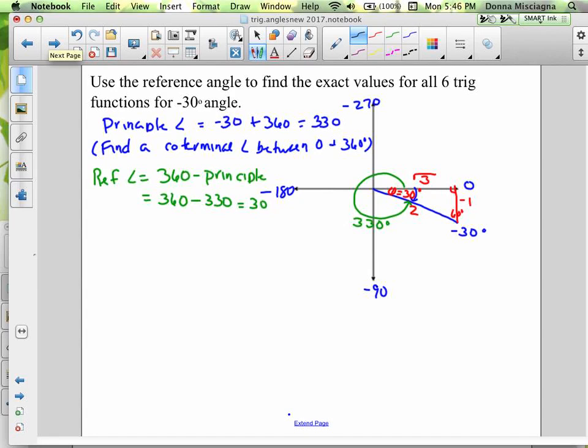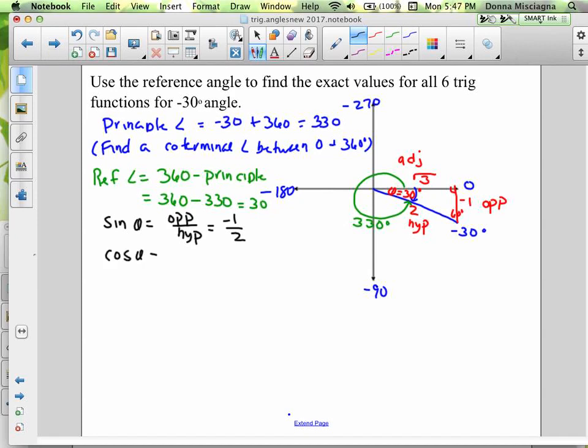Let's label our sides too. So the -1 is the opposite side. The square root of 3 is the adjacent side, and the 2 is the hypotenuse. All right, and you don't have to write that sine theta. You just write sine theta. You don't have to write opposite over hypotenuse because you already have it on the same page. All right, so opposite is -1, hypotenuse is 2. We're done.